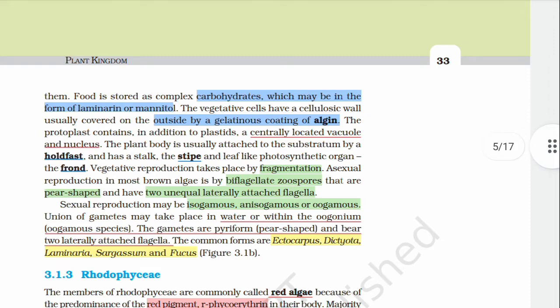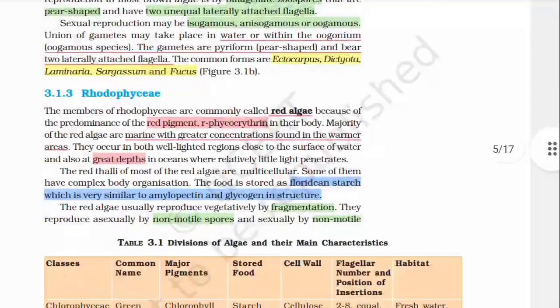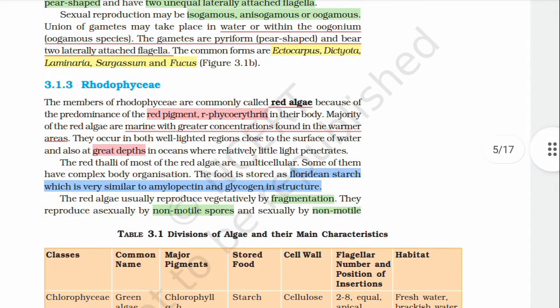Next we will move on to Rhodophyceae. Rhodophyceae is commonly called the red algae. They are red due to the abundance of the red pigment phycoerythrin. And the majority of these red algae are marine and they are found more in warmer areas than colder areas. And these are the algae that are found in greater depths. Among the three algae, green algae, brown algae and red algae, red algae are found in greater depths.